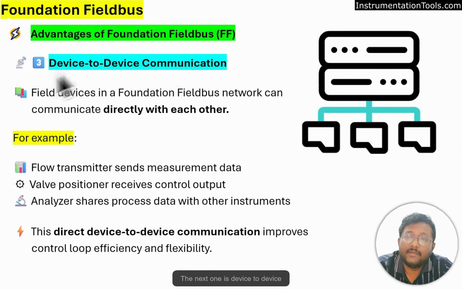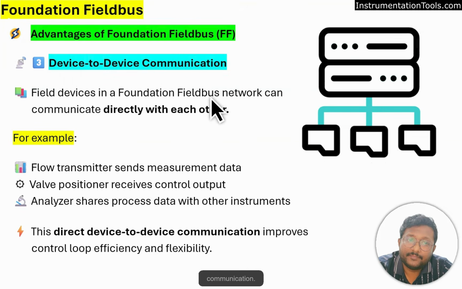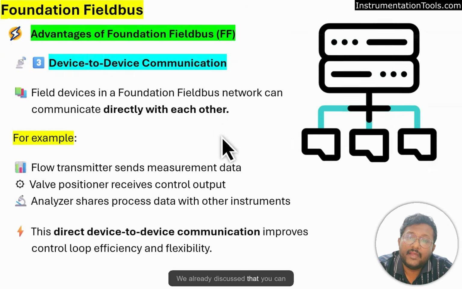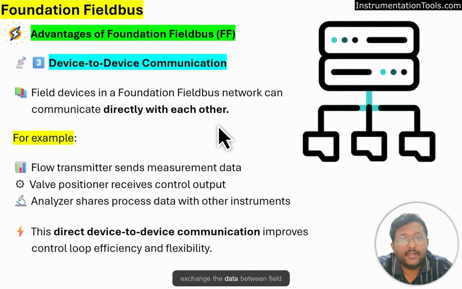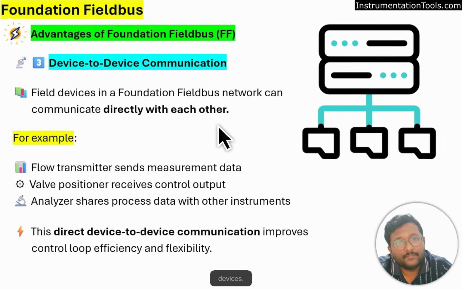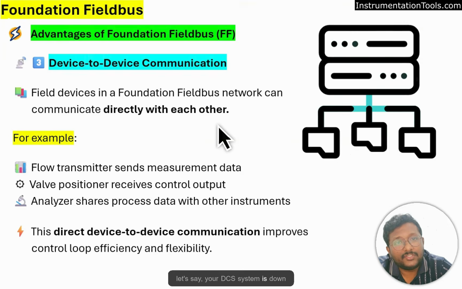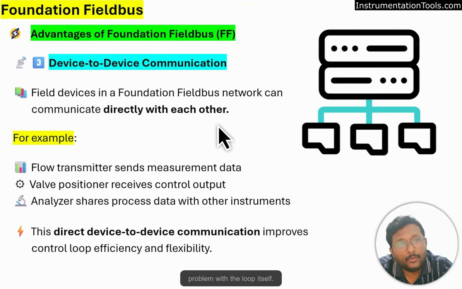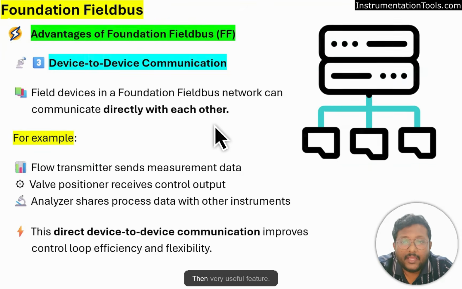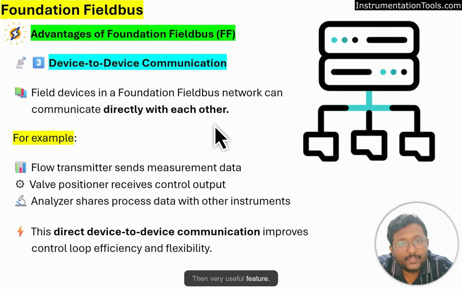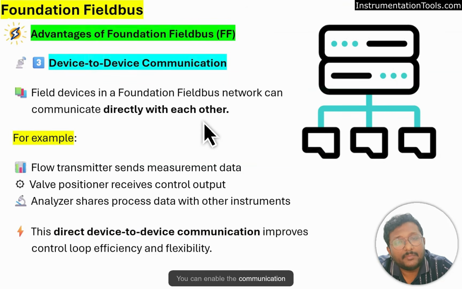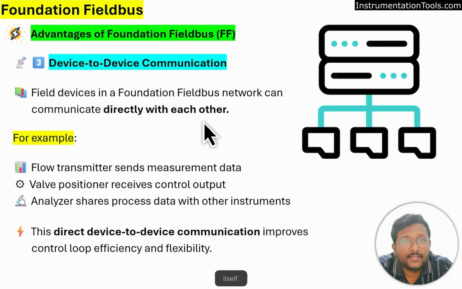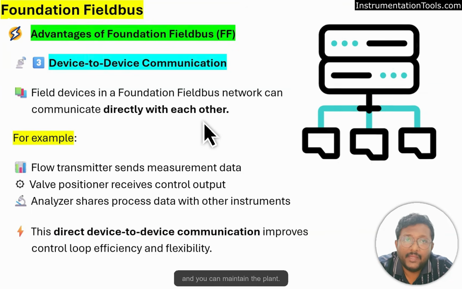The next one is device to device communication. We already discussed that you can exchange data between field devices. Let's say your DCS system is down, or your controller is down, or there is some problem with the loop itself. Then this is a very useful feature. You can enable the communication between the devices in the field itself and you can maintain the plant.